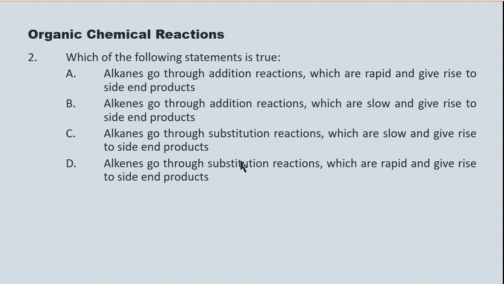Which of the following statements is true? Alkanes go through addition reactions. Well, no, hopefully you recall that alkanes go through substitution reactions. So A is out. Alkenes go through addition reactions. That's true. But are they slow? No, they're quite rapid, so B is out. Alkanes go through substitution reactions, yes, which are slow and give rise to secondary end products. Yes, that's a true statement. The answer is C. Although let's check D just to be sure. Alkenes go through substitution reactions. No, they sure don't. The answer here is C.